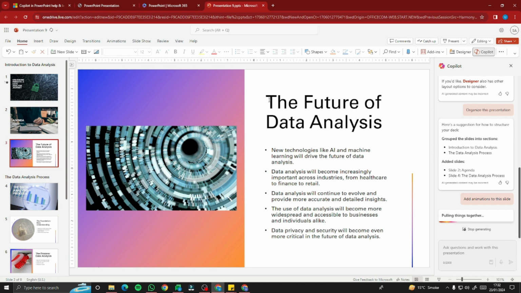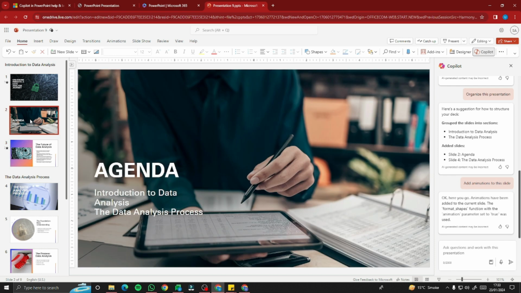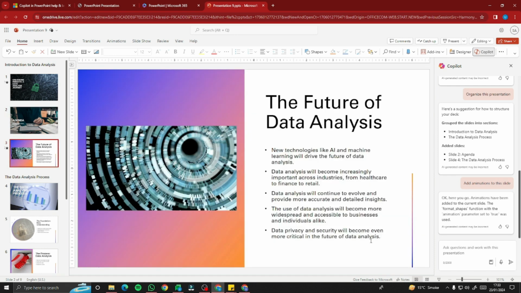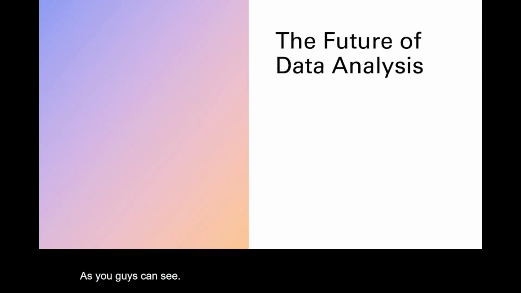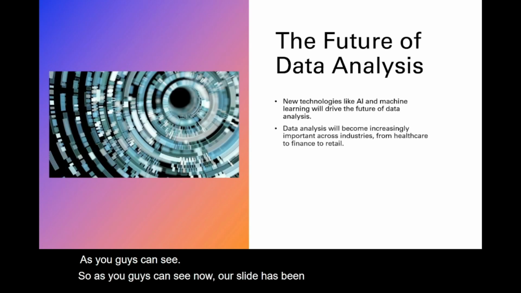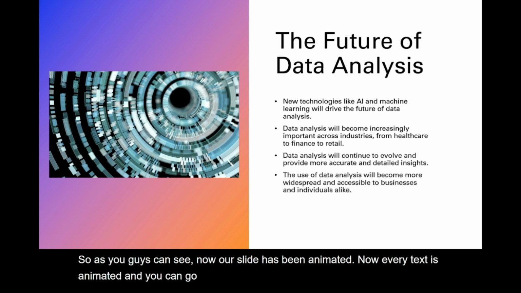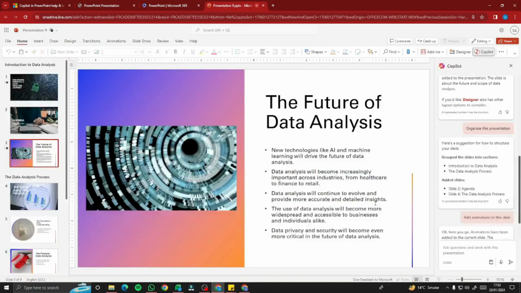Let's just wait for a moment. All right, so it's saying, okay, here you go. Animations have been added to the current slide. The format shapes function with the animated parameter set to true was used. Okay, so as you guys can see right over here as well, we have a star, which means in PowerPoint the animations have been added. So if I go ahead and see that while presenting it. So yeah, as you guys can see now, our slide has been animated. Now every text is animated, and you can do a very good presentation out of this animated slide. Okay, so this is one thing.